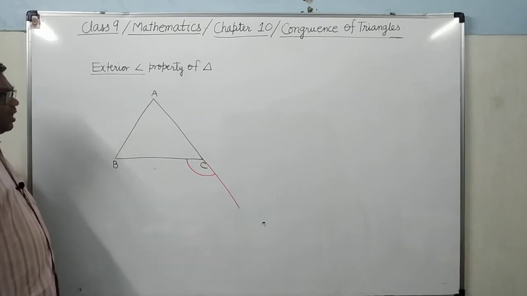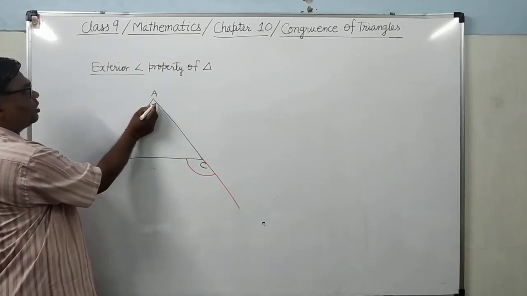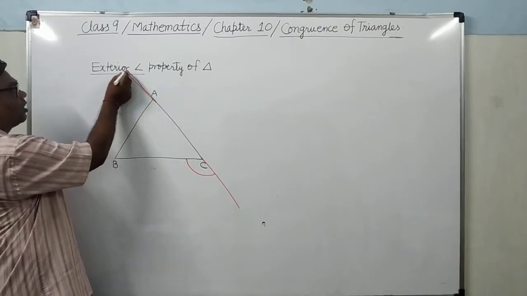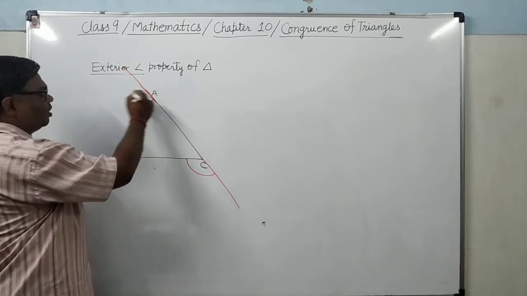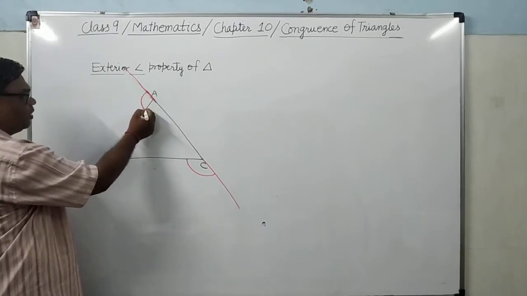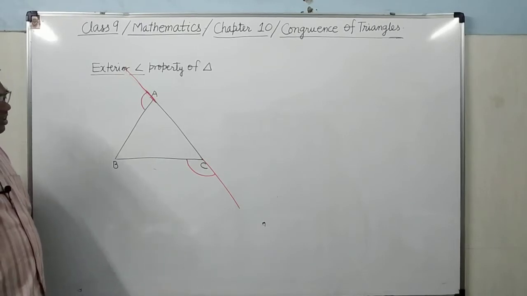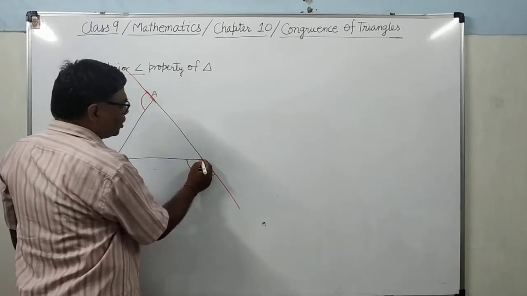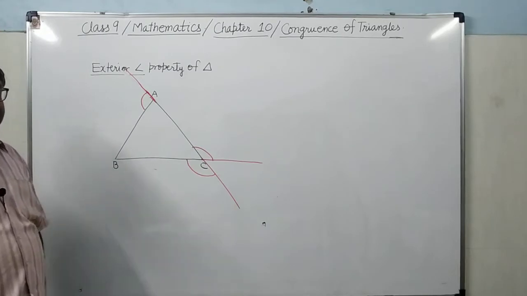Similarly, what will be the angle between AB and the produced part of CA? So what is the produced part of CA? It is this. This is the produced part of CA, and AB is this, so this angle will be the exterior angle. Then the angle between AC and the produced part of BC. AC is this, the produced part of BC means this angle. So these angles are the exterior angles.